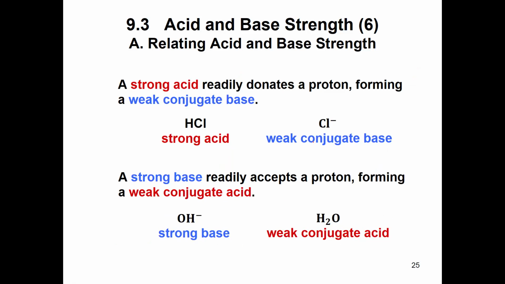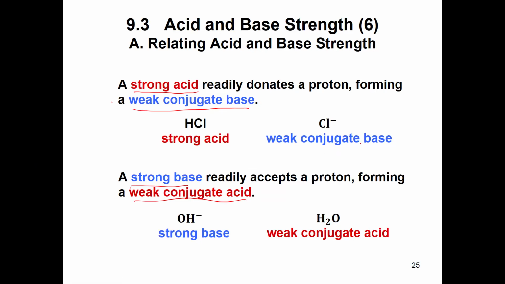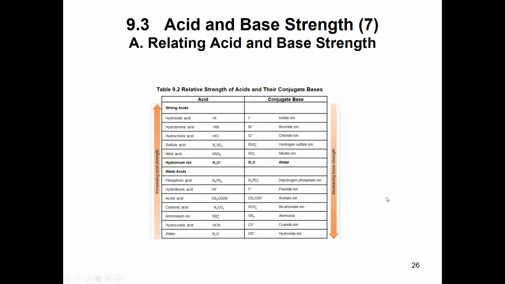A strong acid readily donates a proton, so if you have a strong acid, your conjugate base is going to be weak. If you have a strong base, then your conjugate acid is going to be weak. And the reverse is also true: if you have a weak acid, your conjugate base is going to be strong. If you have a weak base, then your conjugate acid will be strong. This table shows you strength relative to other things. Notice that as the strength of the acid increases, the strength of the conjugate base decreases.